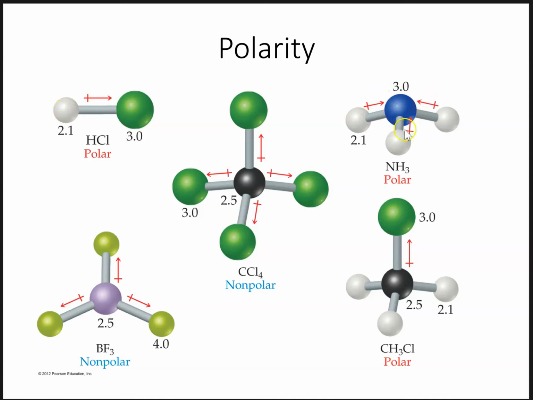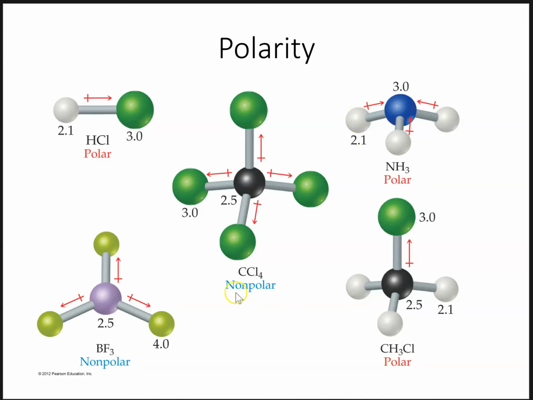We see over here with NH3, we have a polar molecule. Nitrogen's blue, the three white spheres, those are hydrogens. And while they're pulling equally on the nitrogen, there's a lone pair of electrons above the three here, which is not pulling at all. So there is a net dipole moment in this molecule, making it polar.